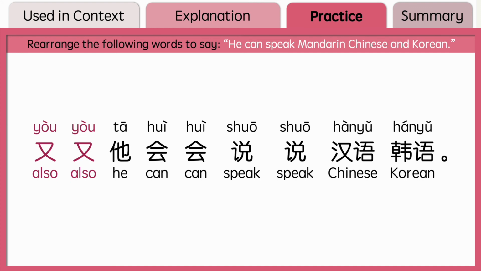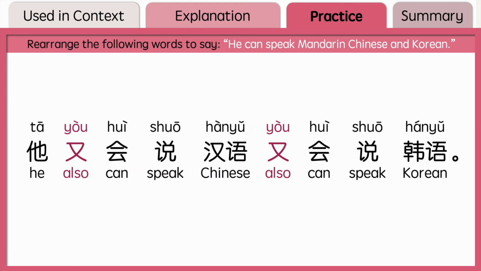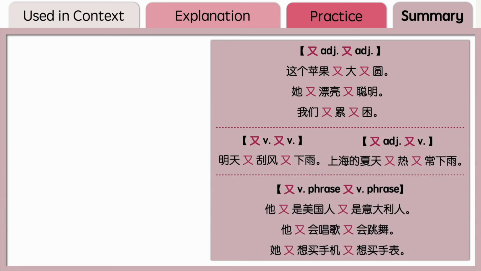Rearrange the following words to say, he can speak Mandarin Chinese and Korean. Again, you can pause the video and think about it first. Yes, the answer is, 他又会说汉语，又会说韩语。Alright, this is a summary. You can pause the video and take a screenshot for your future reference.